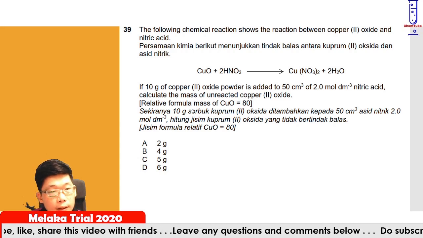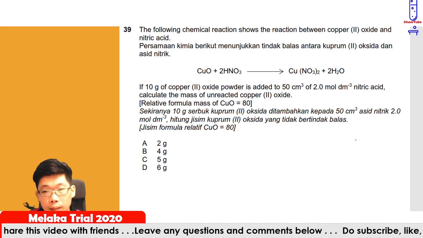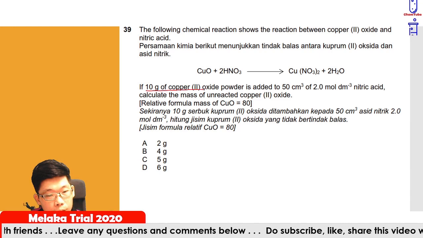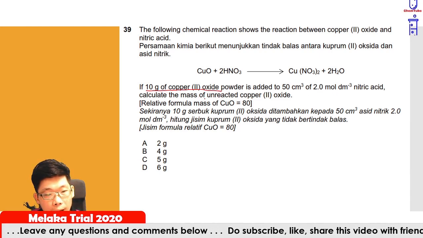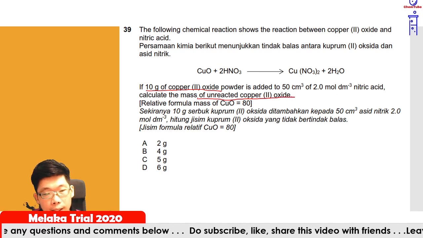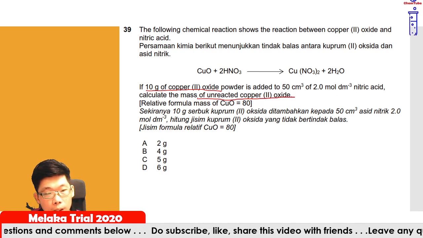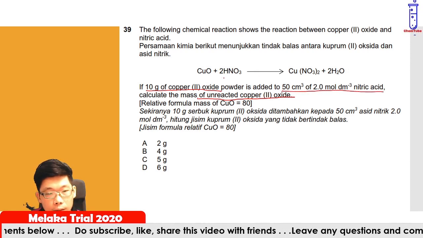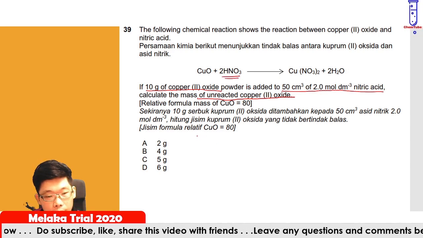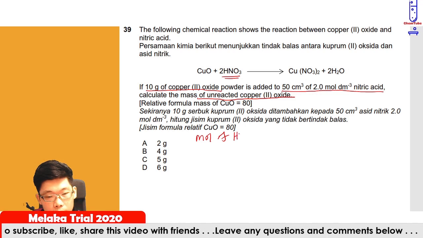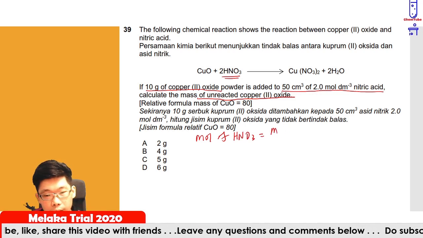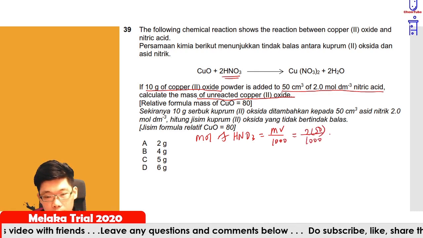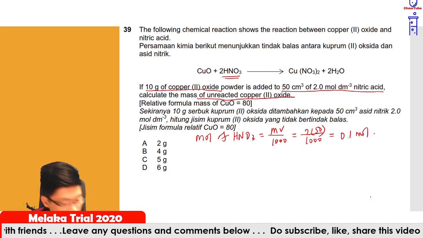Okay, 39, the following chemical reaction shows the reaction between copper(II) oxide and the nitric acid. Again, we need to calculate now. So if 10 gram of copper(II) oxide powder is added, calculate the mass of the unreacted, meaning remaining. Okay, so for given to you is a nitric acid. So we can calculate the mole for the nitric acid first. So MV over 1000, M is 2, V is 50 over 1000. So you get 0.1 mole.